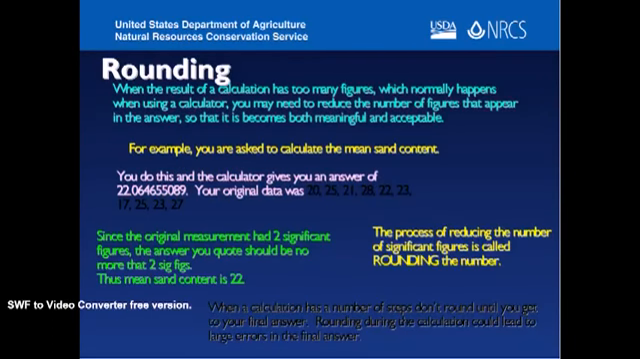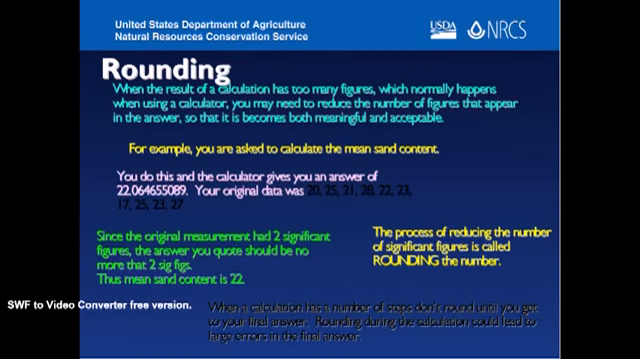Let's talk about rounding your data. When the result of a calculation has too many figures, and that's normally what happens whenever you use a calculator, you may need to reduce that number of figures that appear in the answer so that it becomes both meaningful and acceptable. For example, you've gone out to the field and you've hand textured your sand contents in addition to your clay contents, and you're asked to provide a mean sand content. And so you enter all of your data into the calculator, and you've put in all of your integer fields, and the result from the calculator comes out to 22.06465, whatever it might be. It'll run out as far as it can on the decimal places.